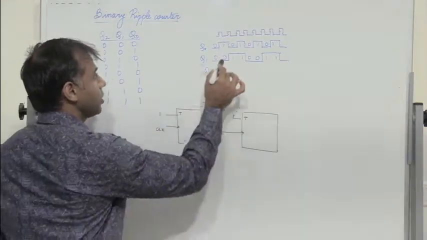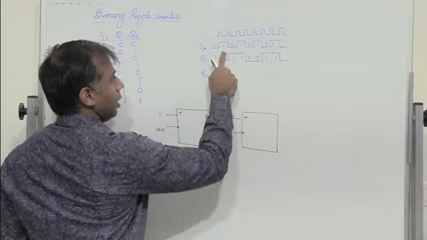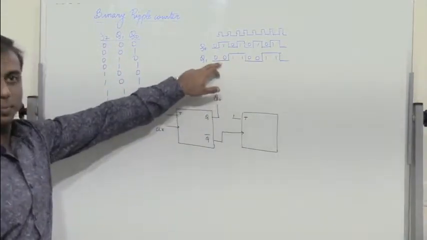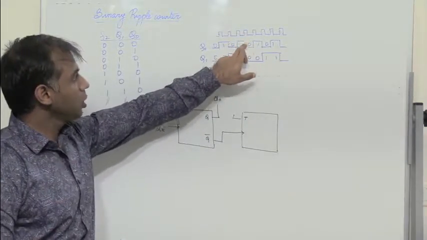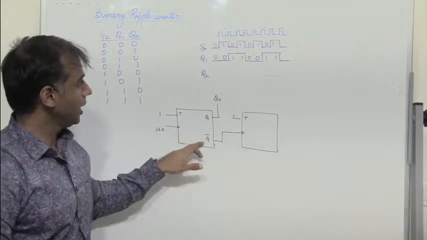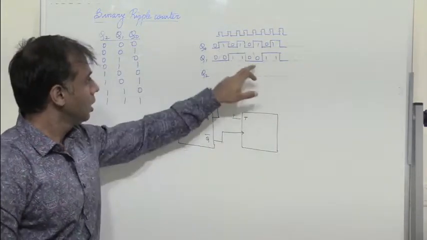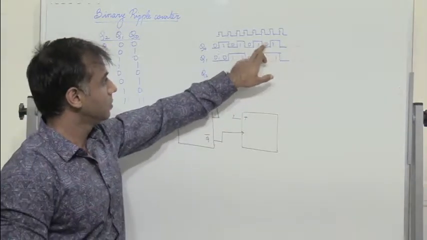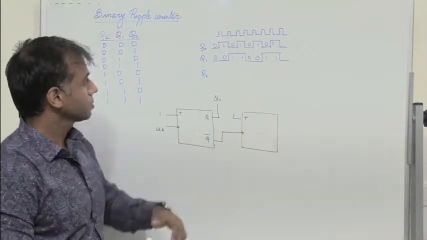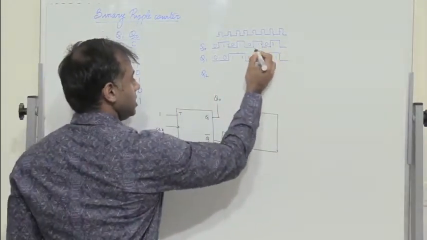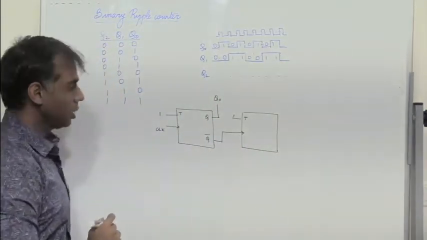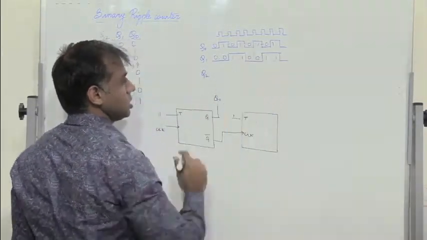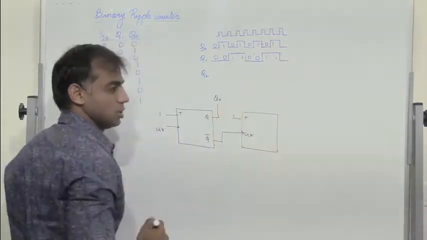Therefore, I have a rising edge appearing here, wherein the state of Q1 changes from 0 to 1. Similarly here, when you have a falling edge of Q0, what I get is a rising edge. So the output of Q1 changes from 1 to 0. Similarly here, during the falling edge of Q0, I get a rising edge at Q bar, which is given as the clock input. So the state changes from 0 to 1 and similarly from 1 to 0.